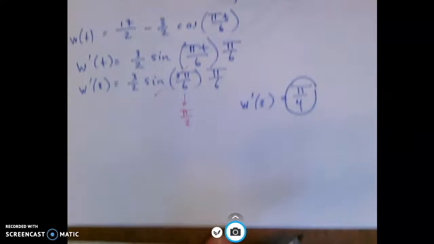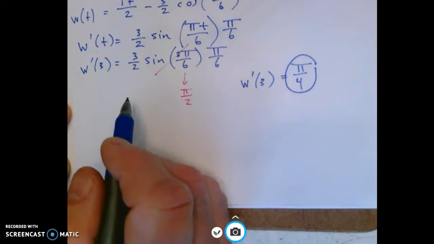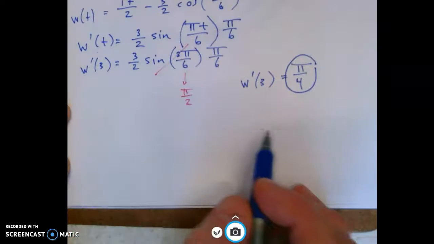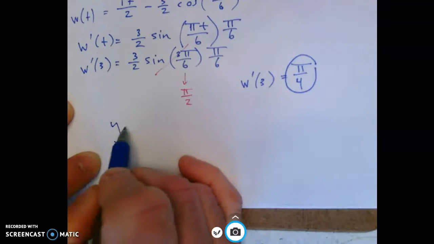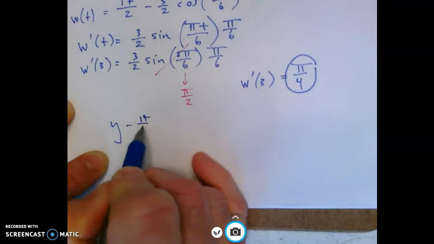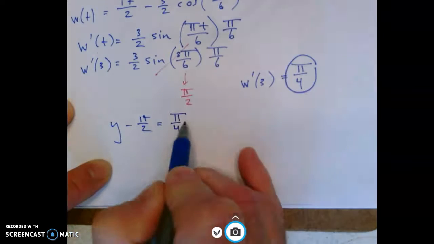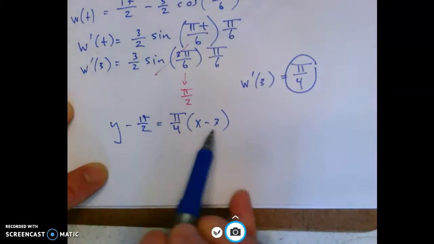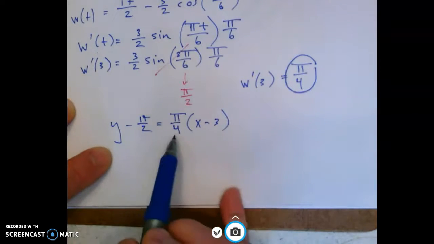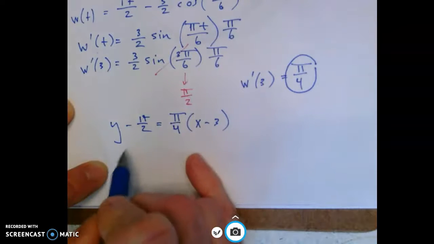All right. So now we just plug this in using x, y, point slope form. So y minus 17 halves is equal to my slope, which is pi fourths, times x minus 3. So that's the point slope formula we're using. Our x and y, 3 and 17 halves, our slope there. And then we're going to evaluate this at 3.5.